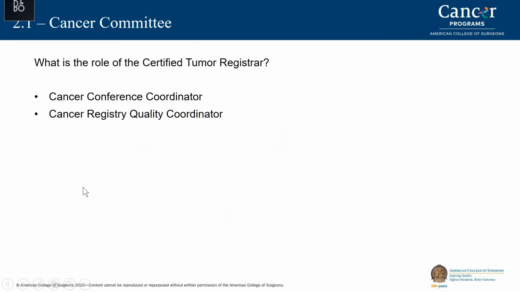Next. So what is the role of the certified tumor registrar? Well, the certified tumor registrar could be a coordinator for two specific areas. One, of course, could be the cancer conference. The other could be the cancer registry quality coordinator. And certainly it is recommended that in some larger institutions that these two could be split up, but the certified tumor registrar or CTR could cover both of these areas. Next.